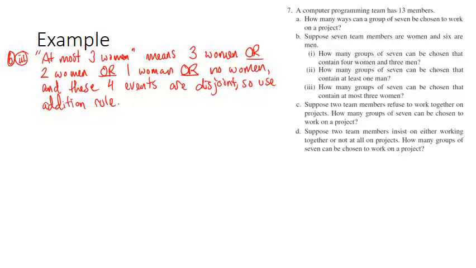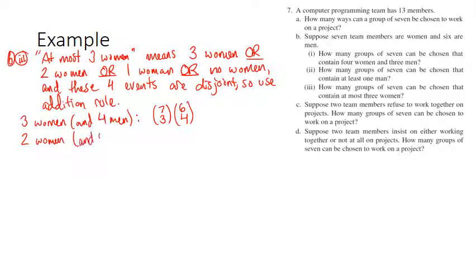Okay, so I'm going to start with 3 women. So that's going to mean there will be 4 men. We already did that one actually, right? So there's 7 women, and we're going to choose 3 of them, and then there are 6 men, and we're going to choose 4 of them. Okay, and then 2 women, and that would be 5 men. So there will be 7 choose 2 ways to get the women, and then 6 choose 5 ways to get the men.